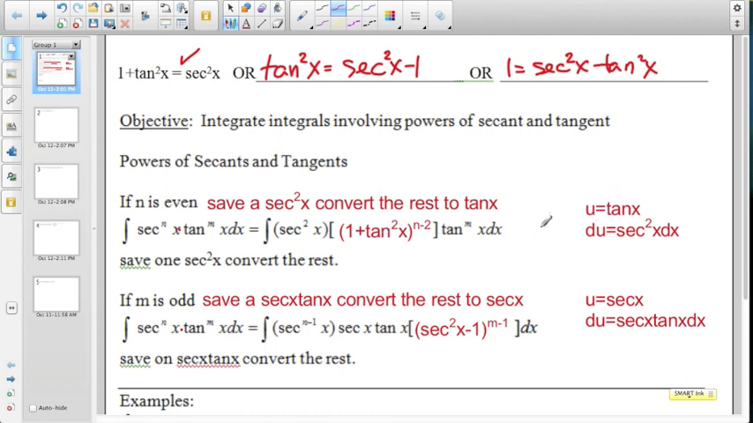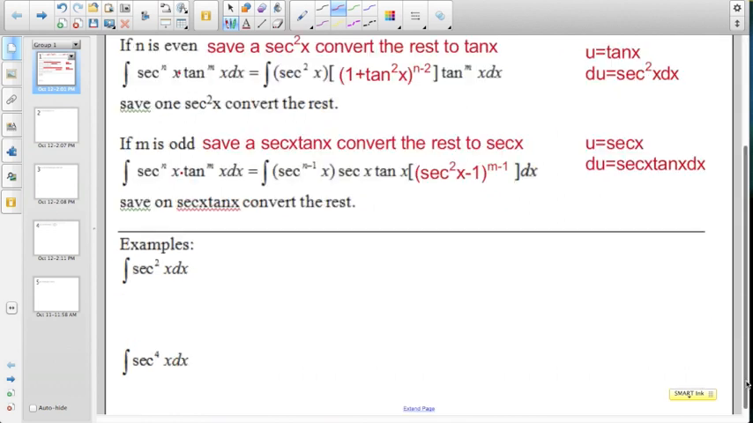on the tangents. The other scenario is if the power on the tangent is odd, then we're going to save a secant and a tangent, so 1 of each. That's going to knock the power on the secant down by 1, and it's going to knock the power on the tangent down by 1. And then we're going to substitute out the remaining even powers of tangents to secants, and then do a u sub on those secants.